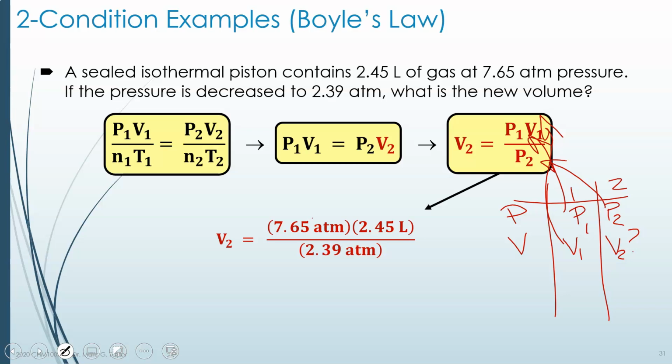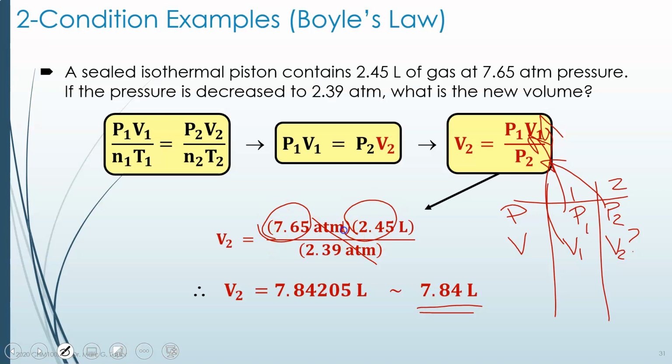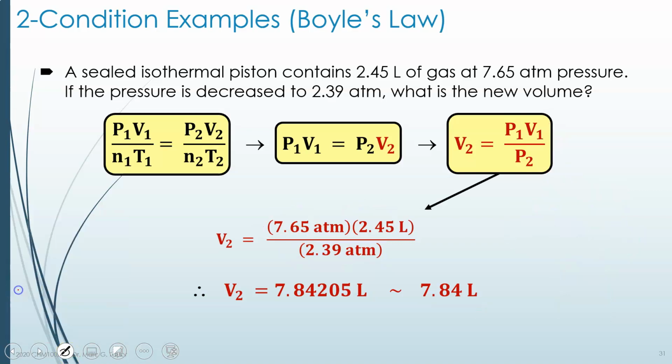So we have our equation. You'll notice that atmospheres will cancel atmospheres, and we end up with 7.84205 liters. We round it to 3 significant figures. Why? Well, look at our initial numbers, 3 sig figs, 3 sig figs, 3 sig figs. The lowest of those is 3 sig figs, so we round our answer to 3 significant figures to get 7.84 liters. Now, does this answer make sense?